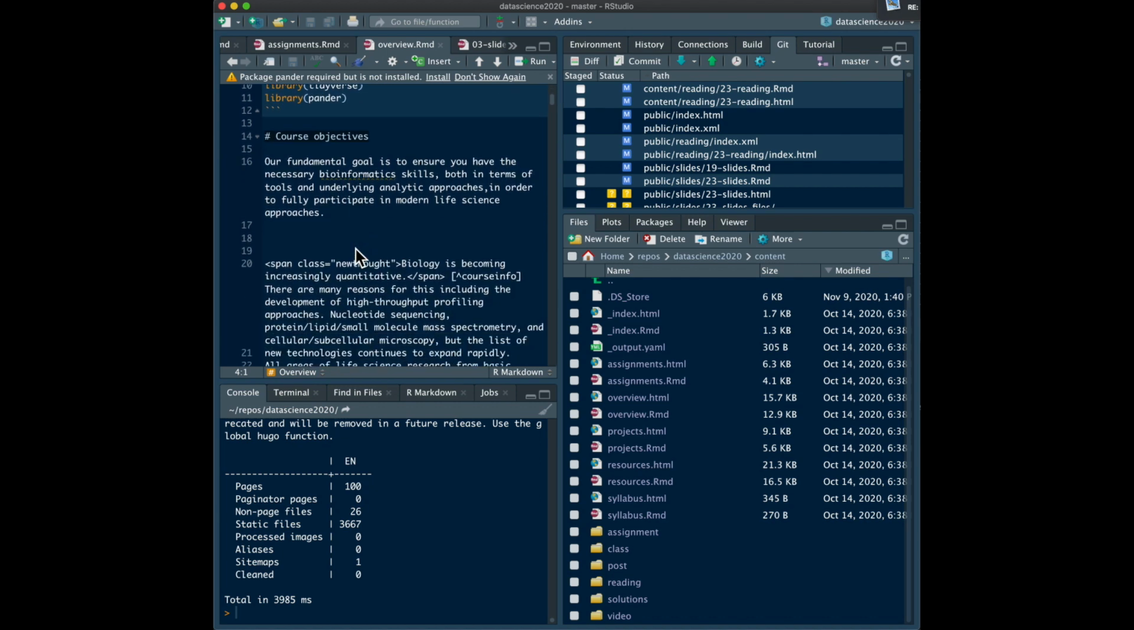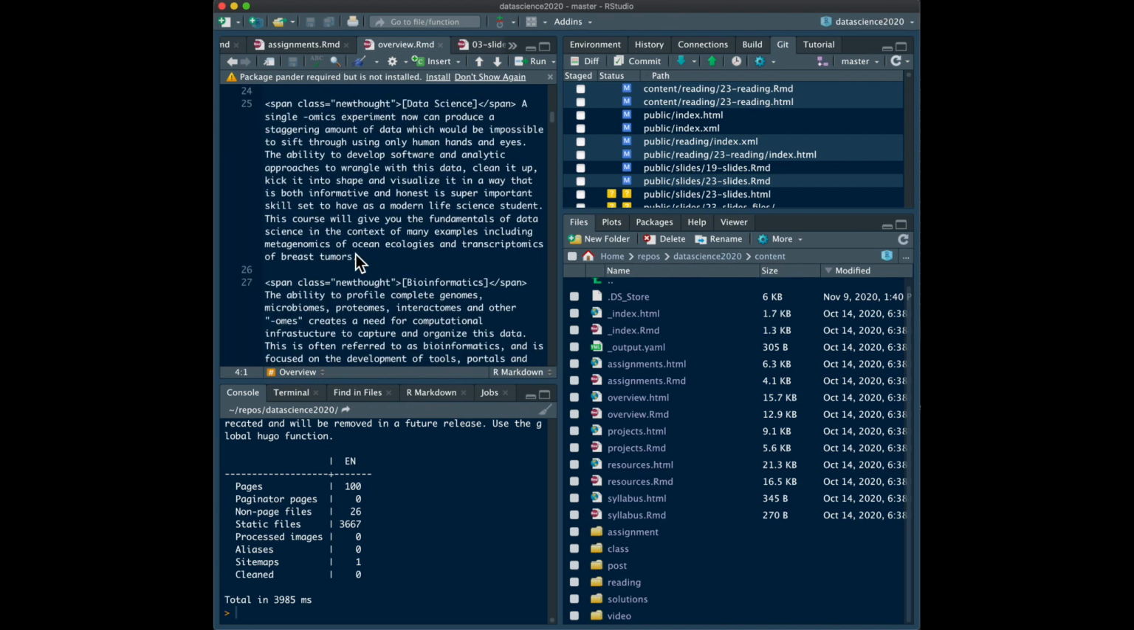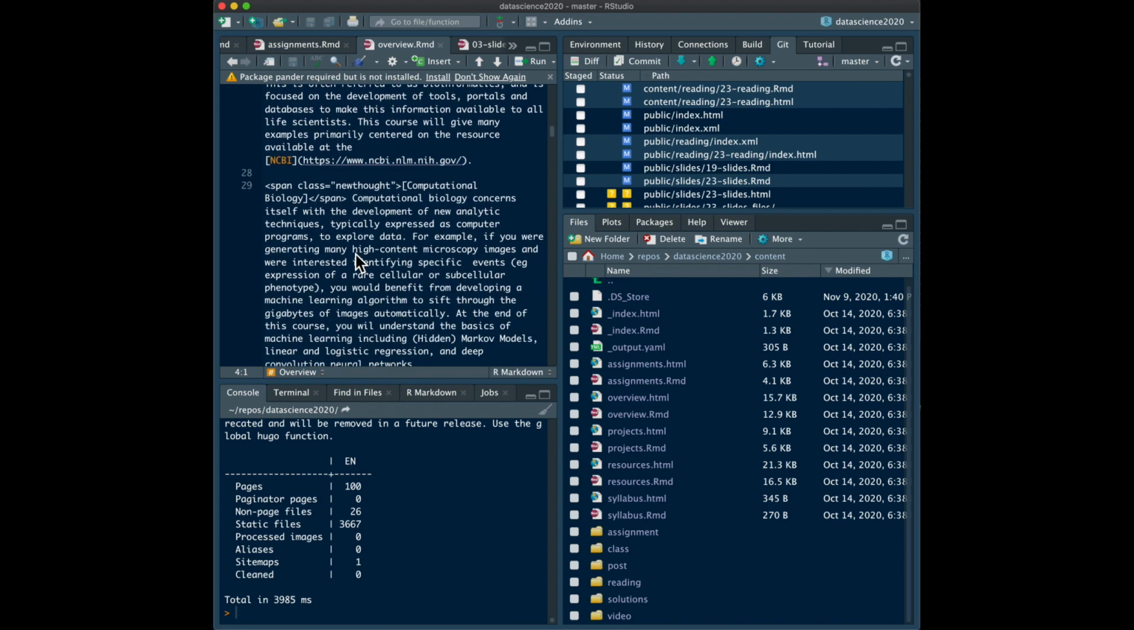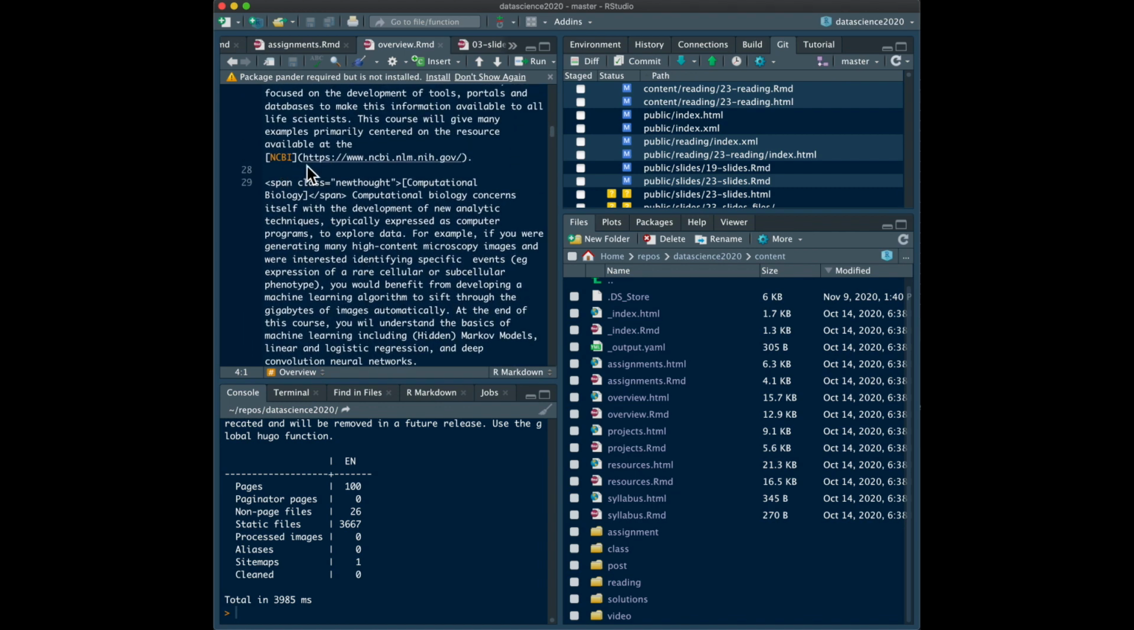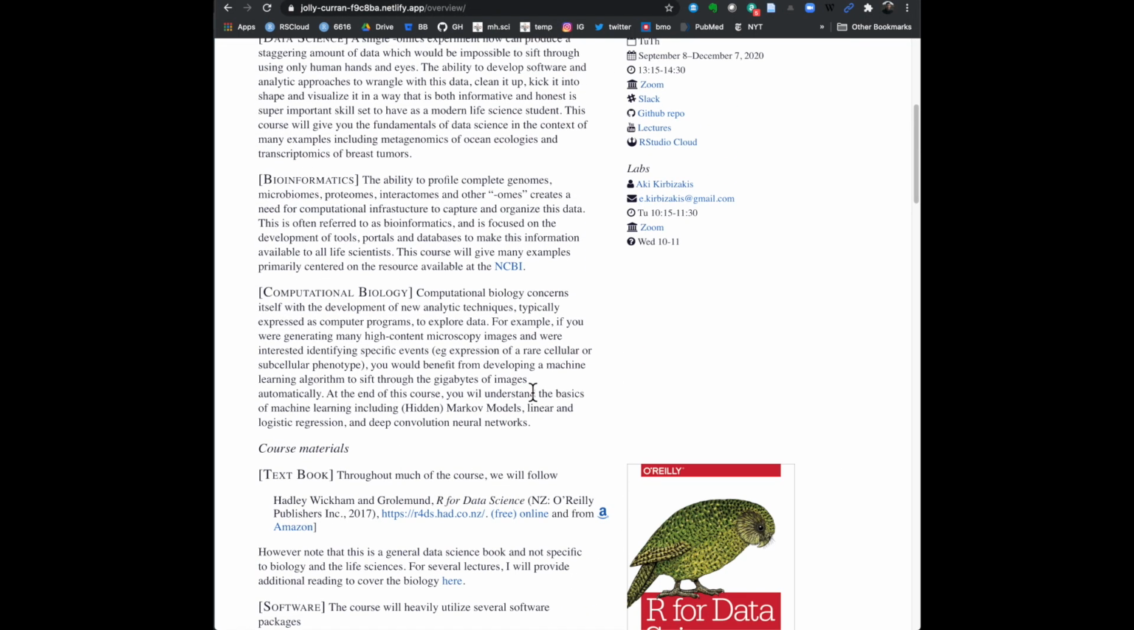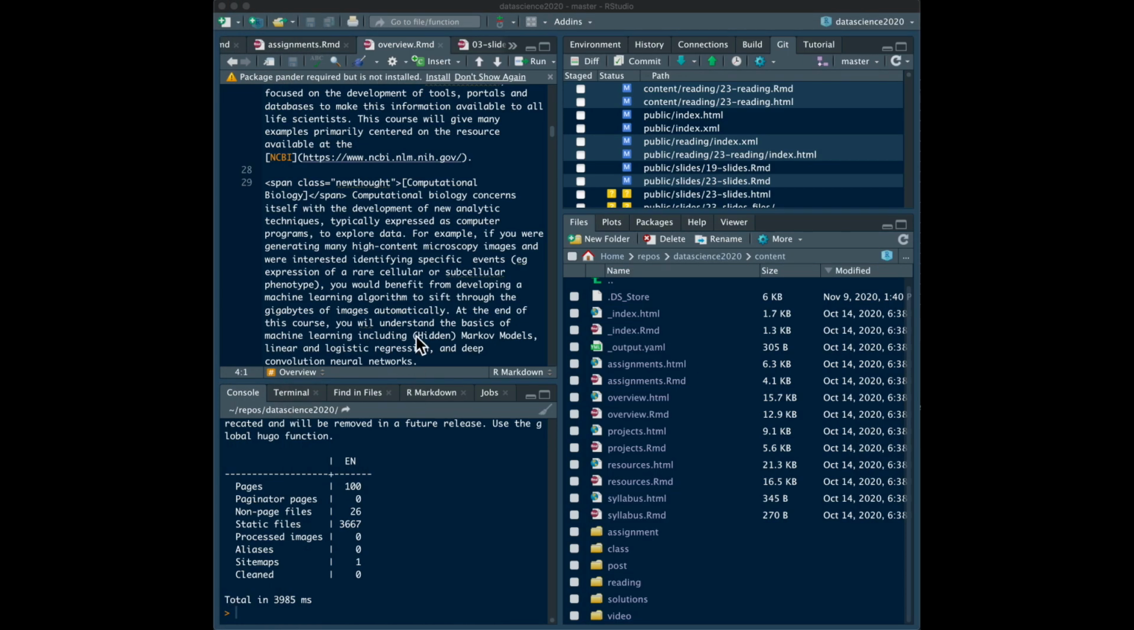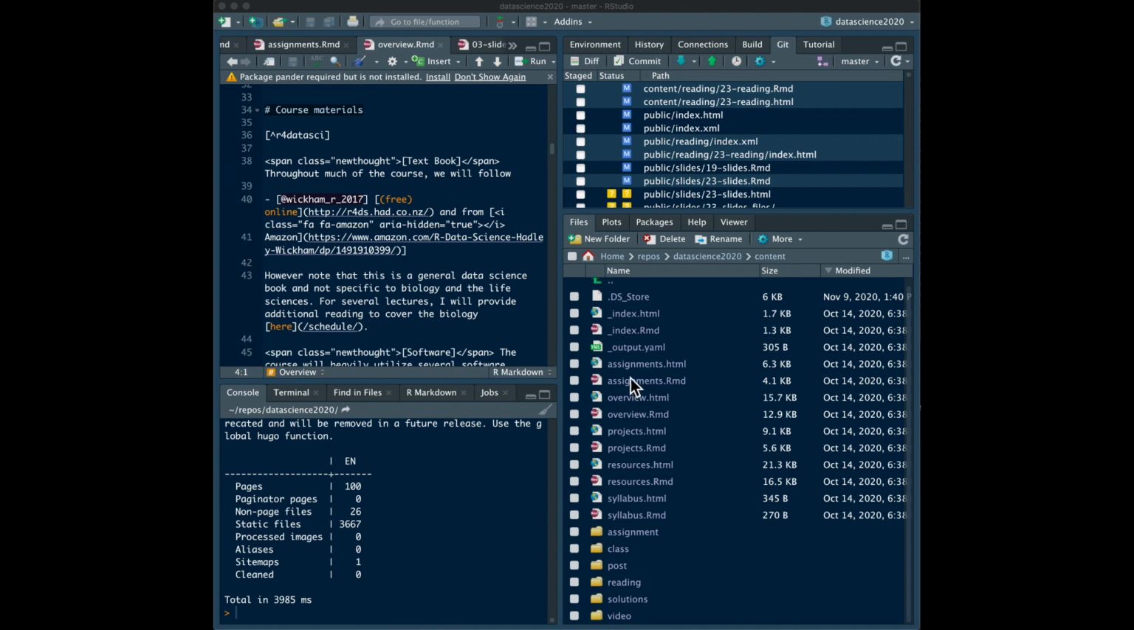And then if you go down here, you'll see that all of this is markdown code, including links to the NCBI, for example, and that would correspond to, for example, here, see the NCBI is a link, right? So I specify that. Everything is done in the markdown language, right? And the other pages of the website, projects, resources, and the syllabus are the same.